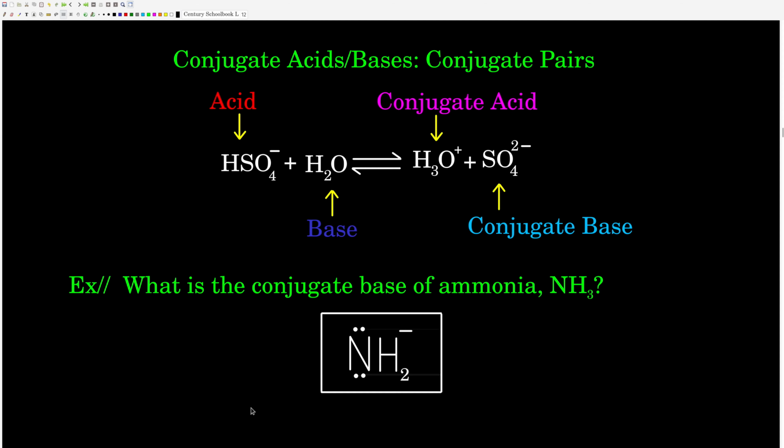Amide, NH2 minus. So what we do, to get the conjugate base, is remove a hydrogen, an H plus. So there are 2 hydrogens instead of 3, and this has a 0 charge. When we remove a positive 1 from that, there's 1 extra electron, and it has an overall negative 1 charge. So the amide ion is what that's called.